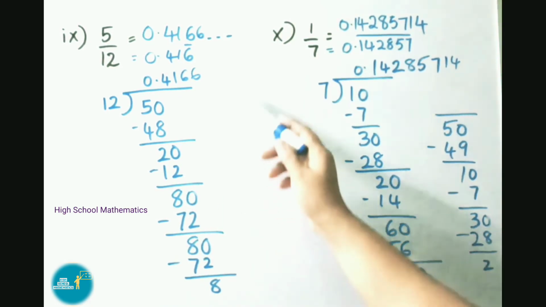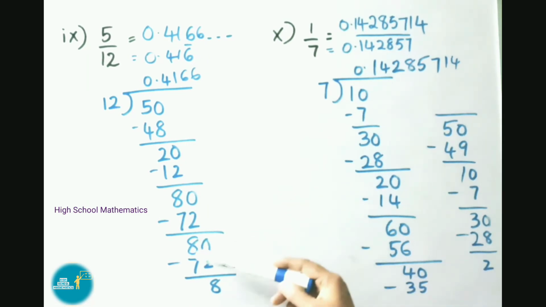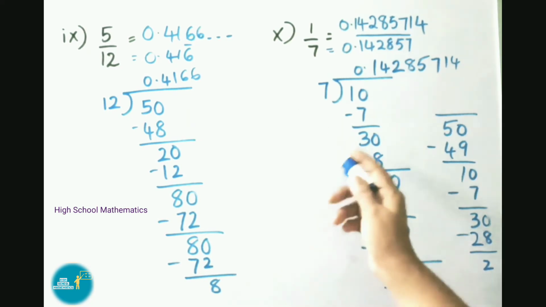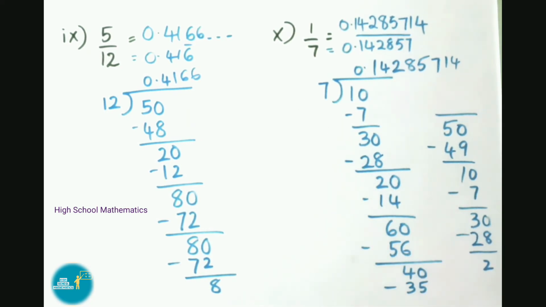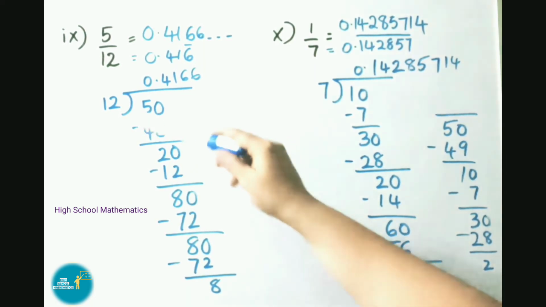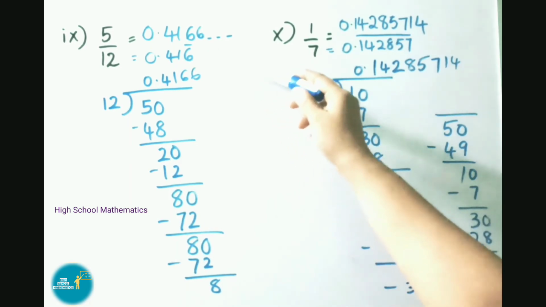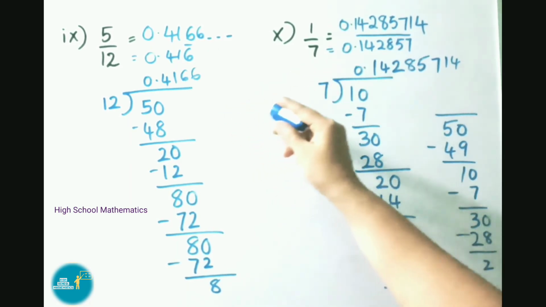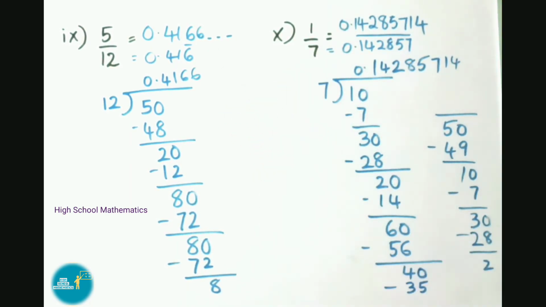Now 12 sixes are 72. 80 minus 72, we get a remainder 8. Decimal is there, add a 0, now the number is 80. Again 12 sixes are 72. 80 minus 72, we get a remainder 8. So this process continues. So this number is a non-terminating recurring decimal. So our answer is here 5 by 12 equals 0.4166, so on. That is 0.416 bar.